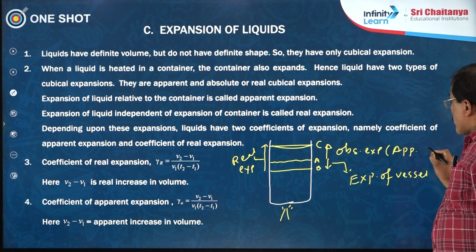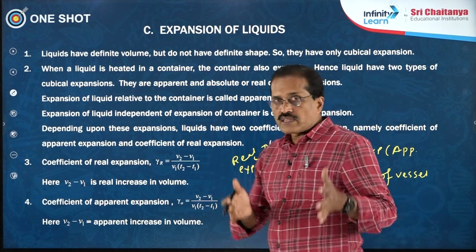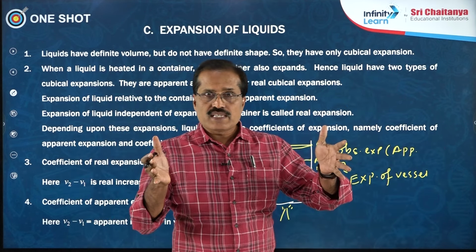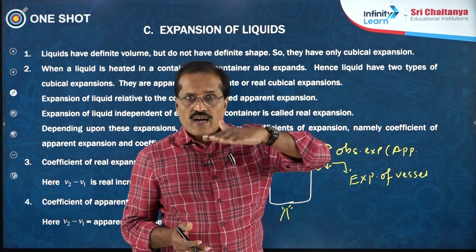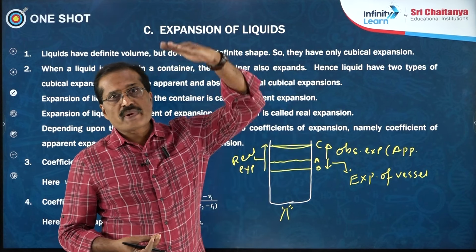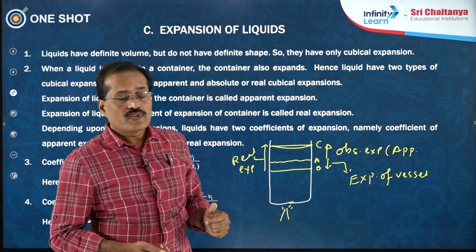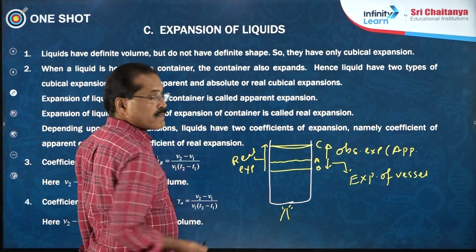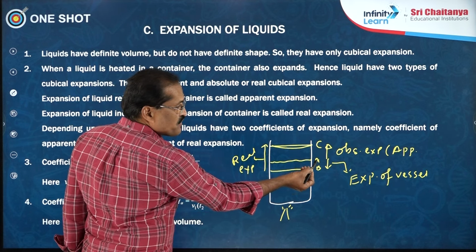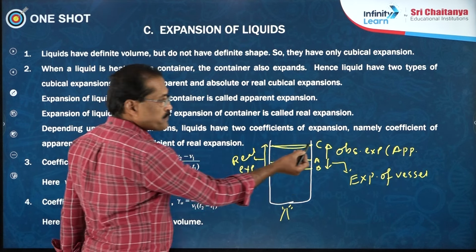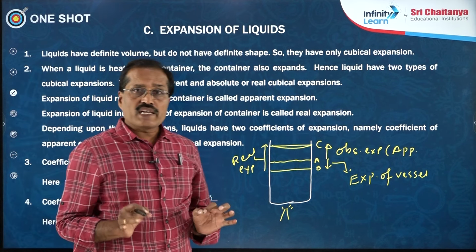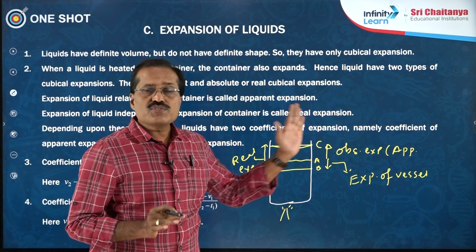The simple point, I will repeat: the liquid is taken at level A, because of the expansion of the vessel the liquid level appears to fall to point B. Still, if you supply heat energy, the liquid expands up to C. Really the liquid expanded from B to C, but we are under the impression that it expanded from A to C, that is called observed expansion or apparent expansion. This is one of the important points. If you can really remember this, many questions you can easily solve.